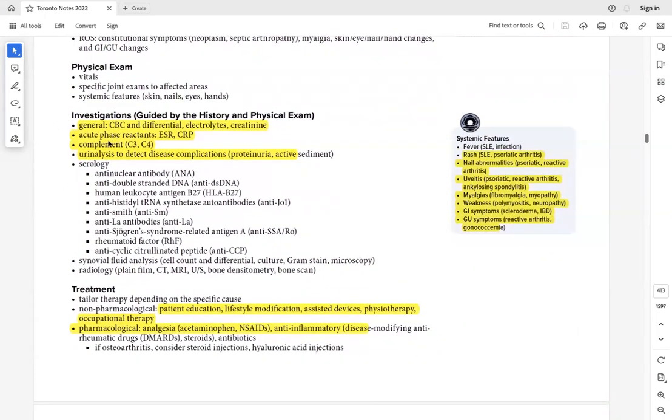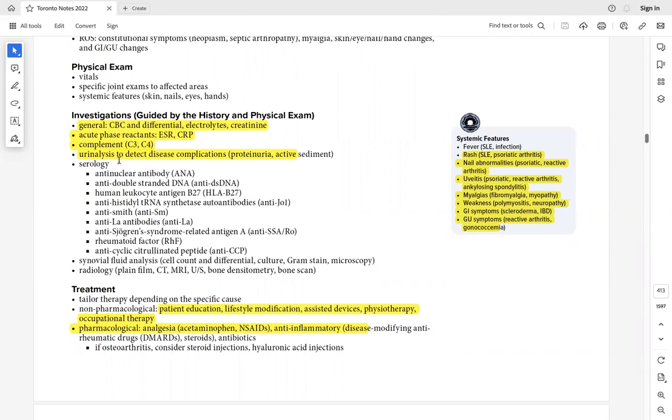Okay, then for the investigations. What are the investigations? General investigations are CBC, differentials, electrolytes, creatinine, ESR, CRP. Maybe he had some recent viral or inflammatory infection, so we will do ESR and CRP. Complements, C3, C4. What do we do that for? SLE, any autoimmune disease. He might have some underlying autoimmune disease in which they might be decreased.